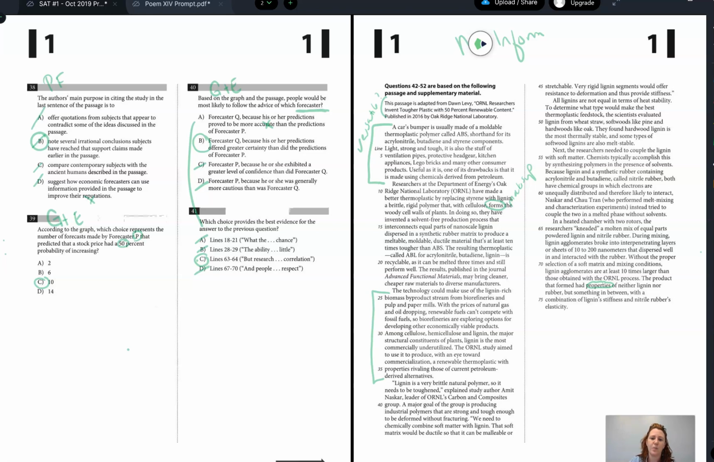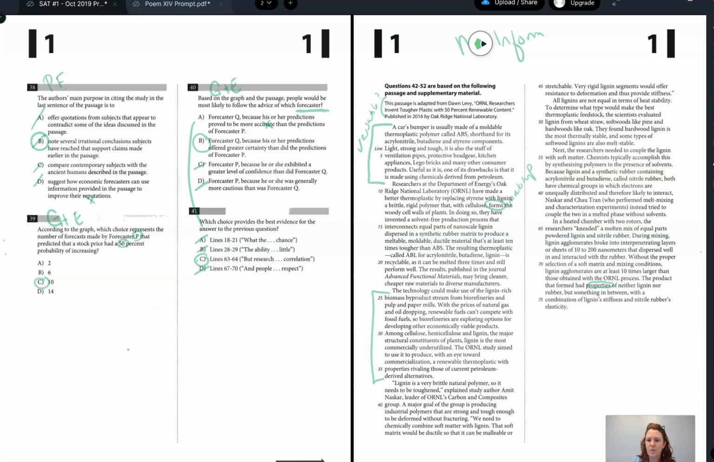Why is this paragraph important? The technology can make use of the lignin-rich biomass byproduct stream from biorefineries and pulp and paper mills. So it's using a waste product. That's nice. With the price of natural gas and oil dropping, renewable fuels can't compete with fossil fuels. That's that petroleum. So biorefineries, like the paper mills and stuff, are exploring options for developing other economically viable products in addition to just their fuels.